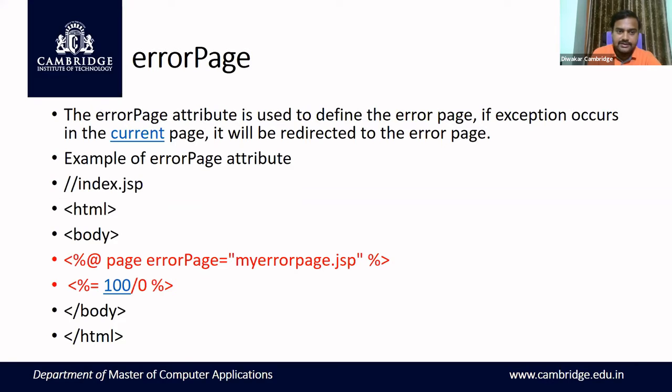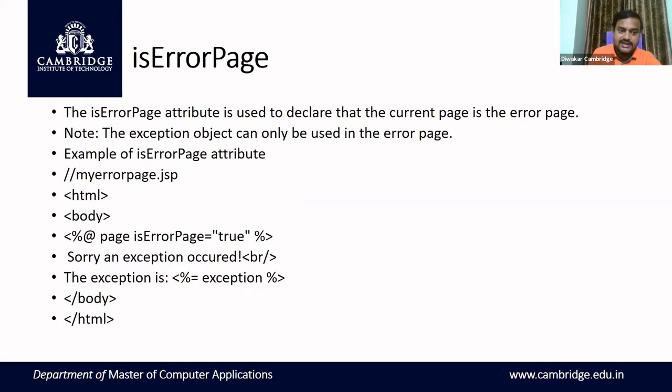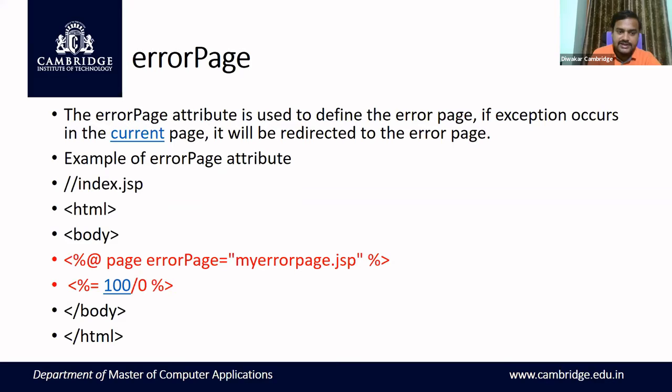Now you just see here, we have another two important attributes called errorPage and isErrorPage. What is an errorPage and what is an isErrorPage? Now see here, if the current JSP page has an exception, for example 100 divided by 0. The errors which do not occur during compile time but occur during runtime, that is what you call an exception, right?